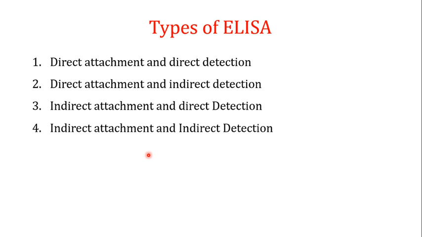Now, when you talk about the types of ELISA with respect to the terms direct and indirect, there can be 4 types of ELISA. The first type has direct attachment and direct detection. In the second case, there is direct attachment, but the detection is indirect. In the third case, there is indirect attachment, but direct detection. In the fourth case, both the attachment and the detection are indirect. So we will be focusing on how each of these actually works.